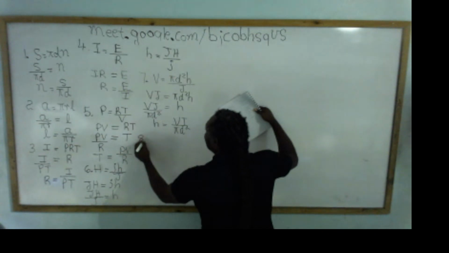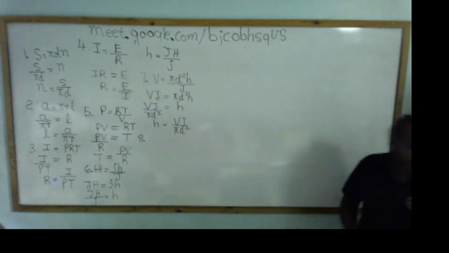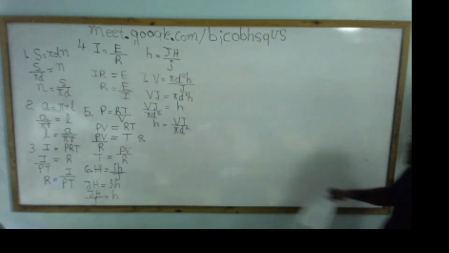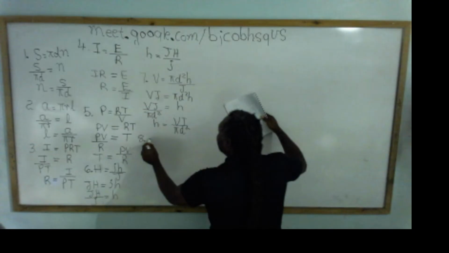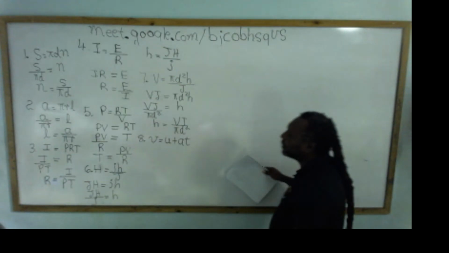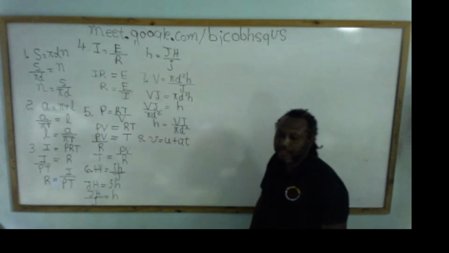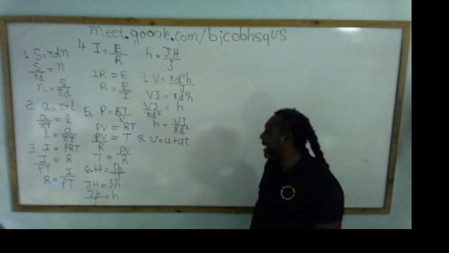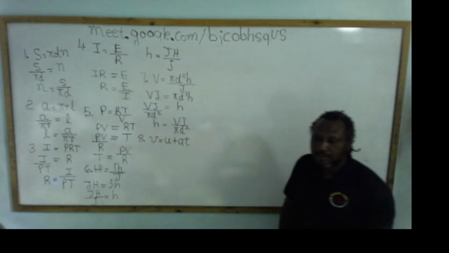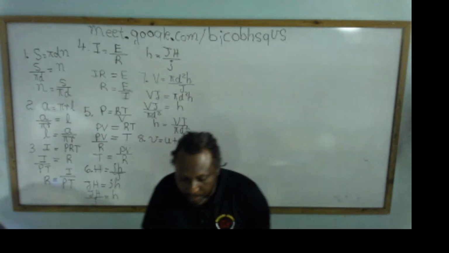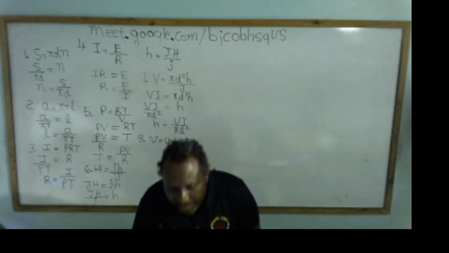Number 8. Your favorite is coming up. V is equal to u plus at for t. V is equal to u plus at for t. That's one of your favorite. We need to make t the subject of the formula, and we are cumbered by u and a. So we need to eliminate the u, we need to eliminate the a.